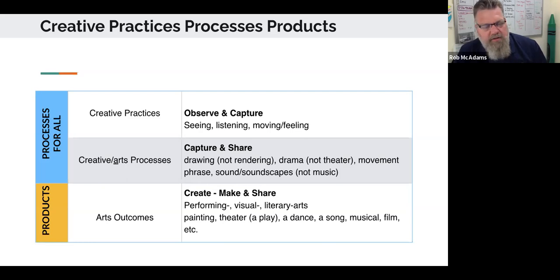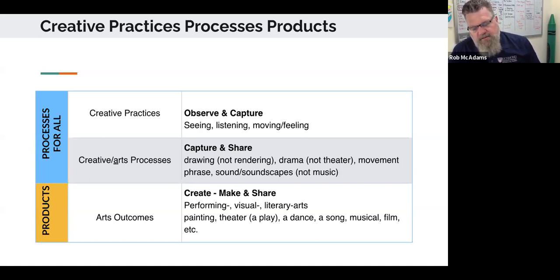I guess a shout out to Ken Robinson. That was a big loss recently, but he was talking about how education is killing this creativity, and we're being taught that we can't draw. So in that middle line, we talk about drawing versus rendering. Anybody can draw, and Linda Berry does a great job of making drawing accessible to everybody.